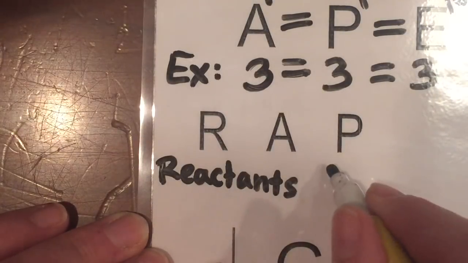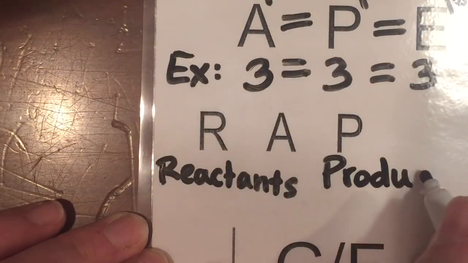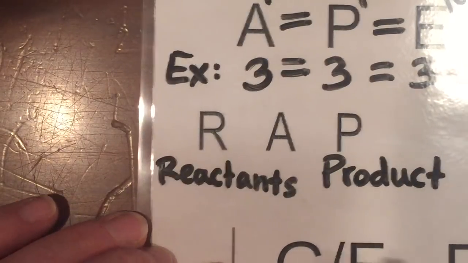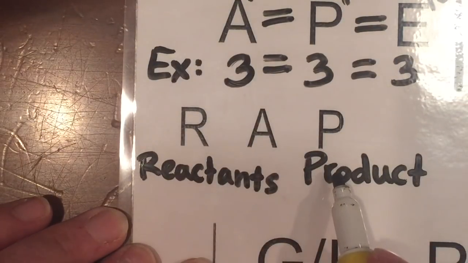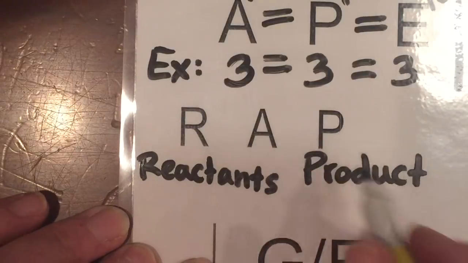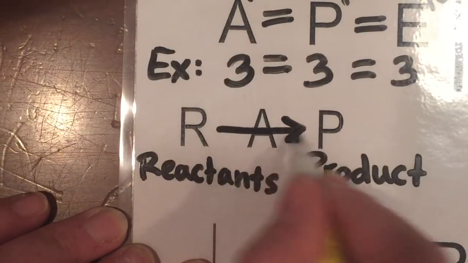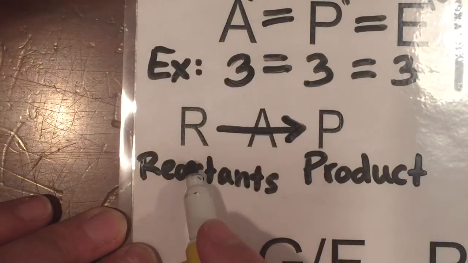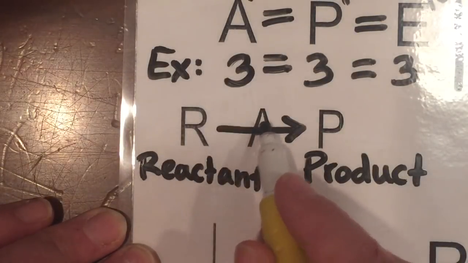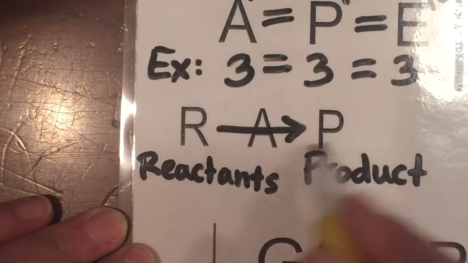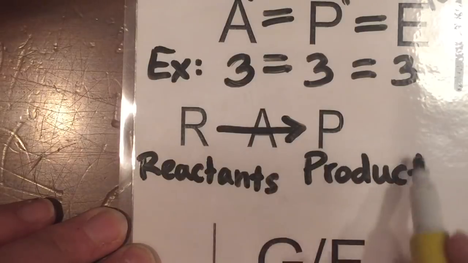This P stands for product. So the reactants are the ingredients. The product is the final result. And the A stands for arrow. Reactants, you put them all together and it will yield, it will put out a product. Reactants, arrow, product, RAP.